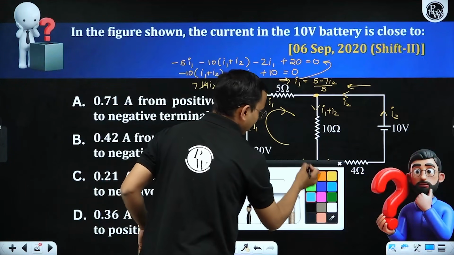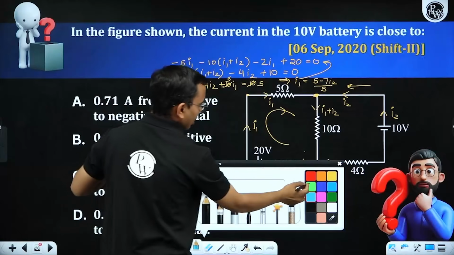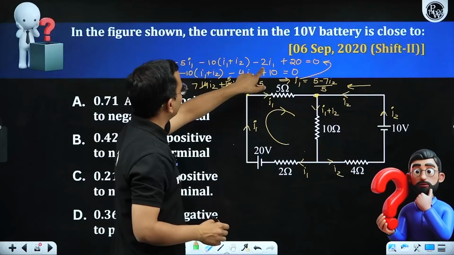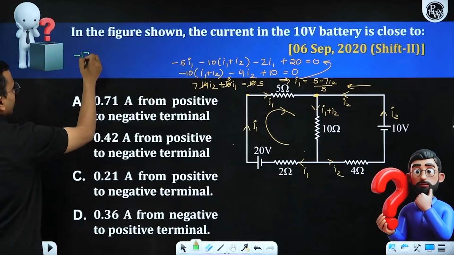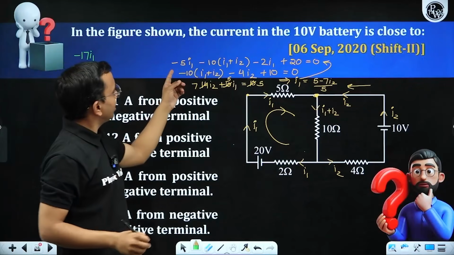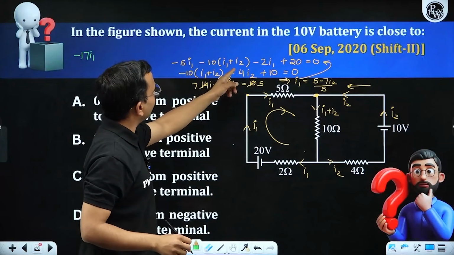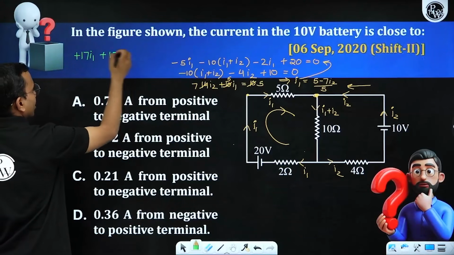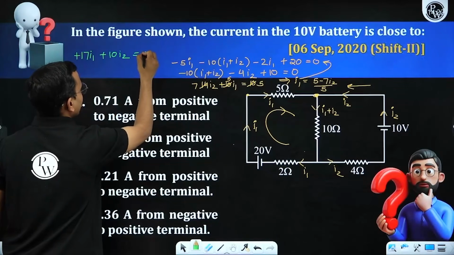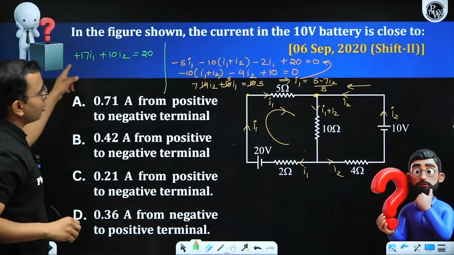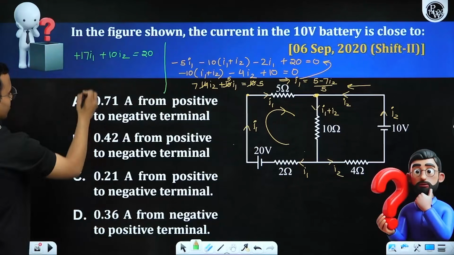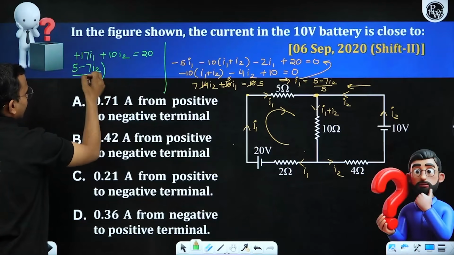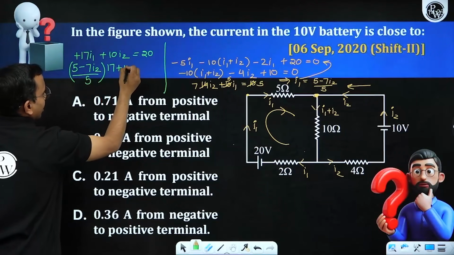Let me use a different color for that. Now in this equation, let us simplify it first. How many I1 are there? 10 plus 5, 15, plus 2, 17. So minus 17 I1 and minus 10 I2. Let us take it on the other side, and this is my 20. From here I will put I1. I1 is (5 minus 7 I2) by 5. This is I1 into 17 plus 10 I2.